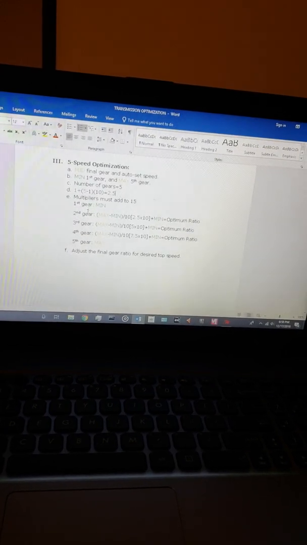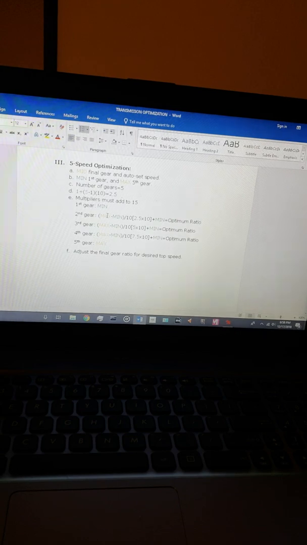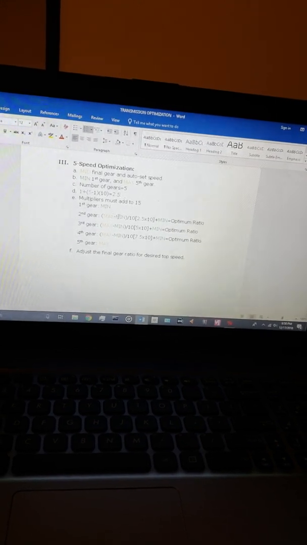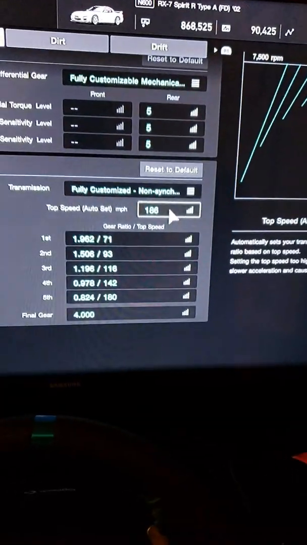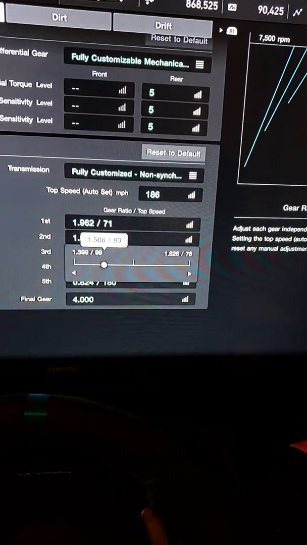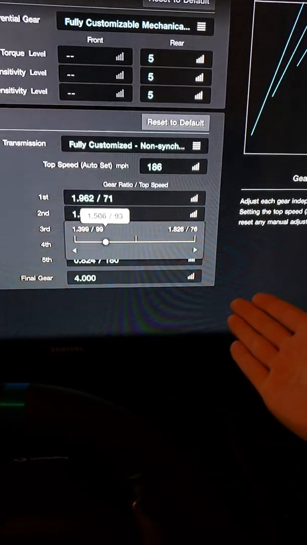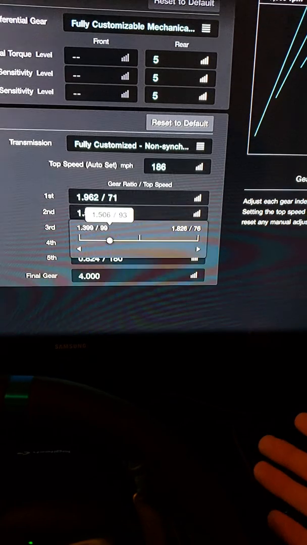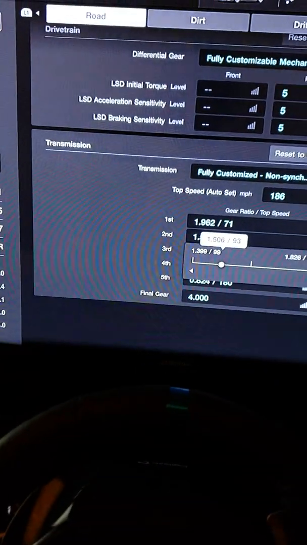So for first gear, that's the minimum. We did that. Now for second gear, you take the maximum value minus the minimum value. Let's look at that here. You can do the math with me, check my math. This would be 1.826 minus 1.399. And then you would divide that by 10, right? You would divide that by 10.